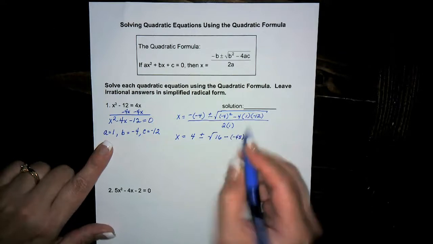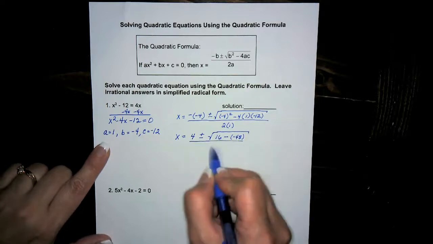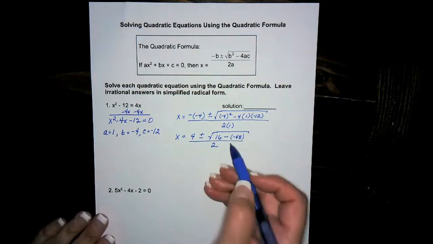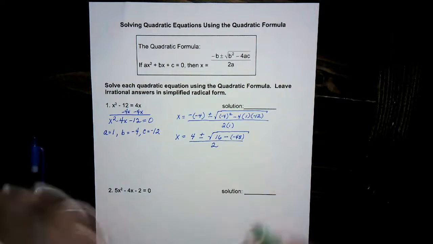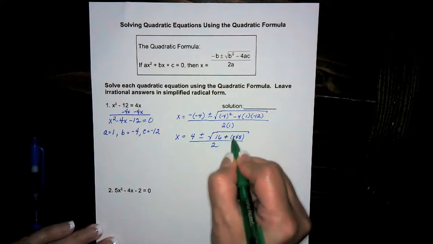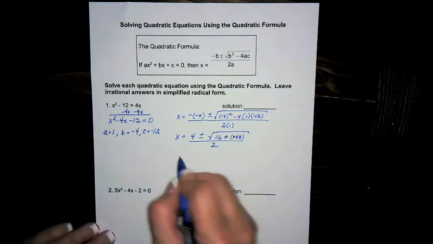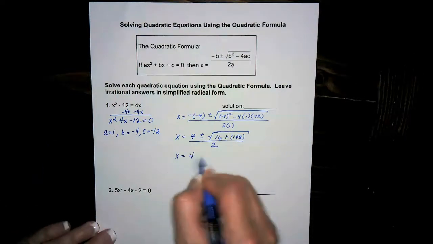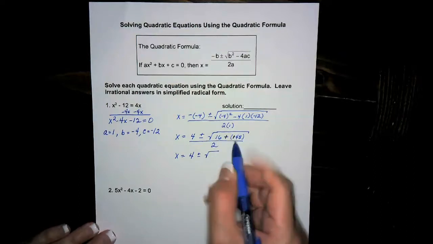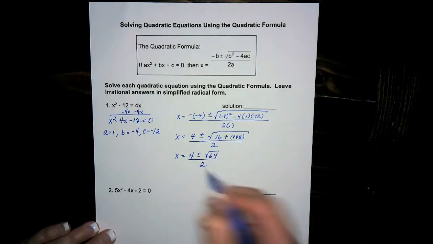So friends, that's a minus negative. And then on the bottom, 2 times 1 is 2. Okay, keep simplifying underneath that square root. I'm going to change that subtraction to an addition. I can only do that if I change the sign of the very next number. And so I have x equals 4 plus or minus. Now under my square root, 16 plus 48 is 64, divided by 2.